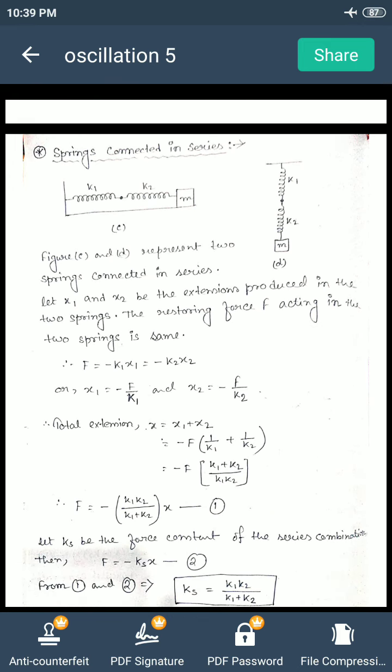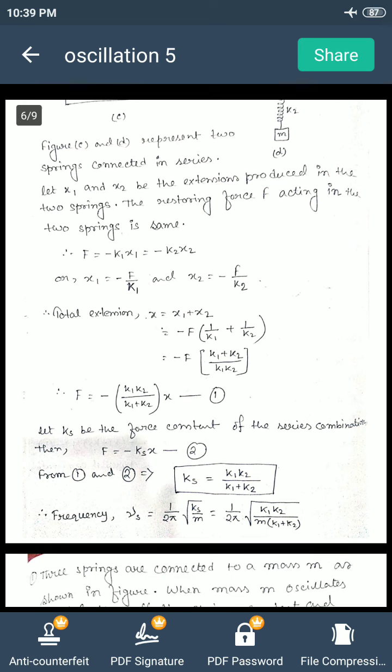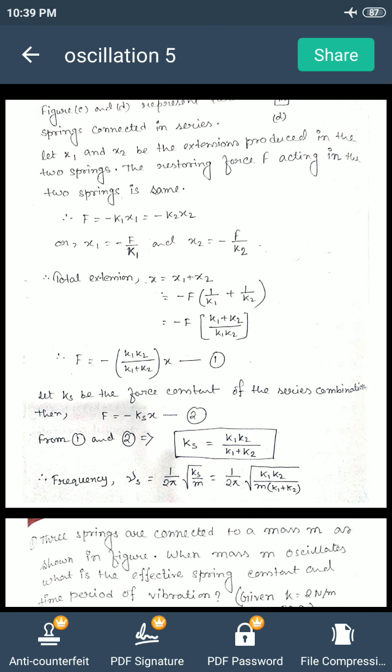So F equals minus K1 into x1 equals minus K2 into x2. So from these two equations we can find the values of x1 and x2. So the total extension we can write x equals x1 plus x2. If we put it in, we get x equals minus F into (K1 plus K2) by K1 into K2. So F equals minus K1 K2 into x by (K1 plus K2). Now, because it is a series combination, we write Ks, the force constant of the series combination, then F equals minus Ks into x.